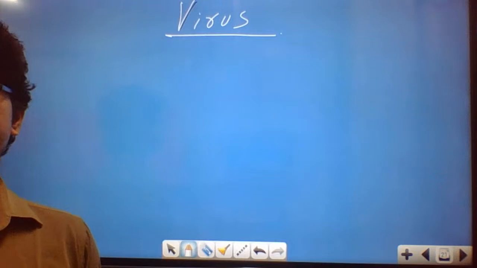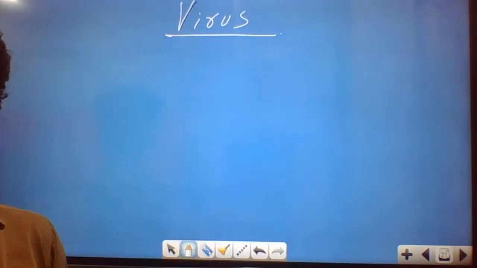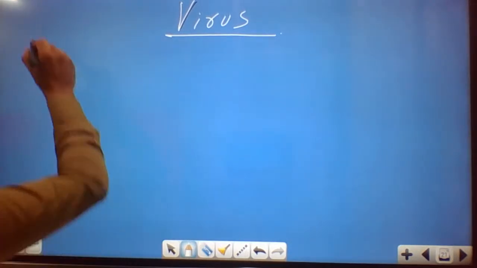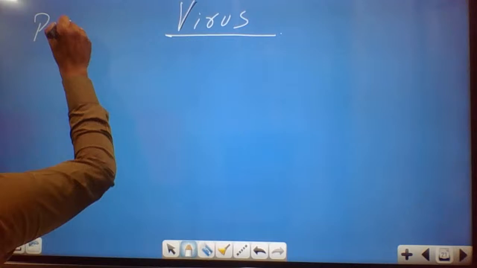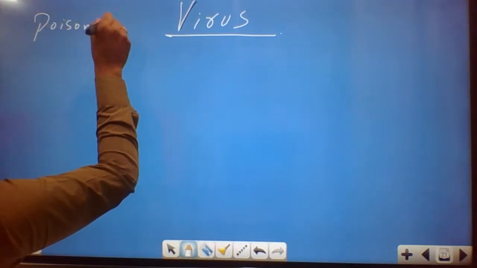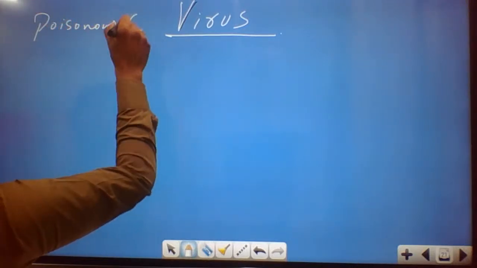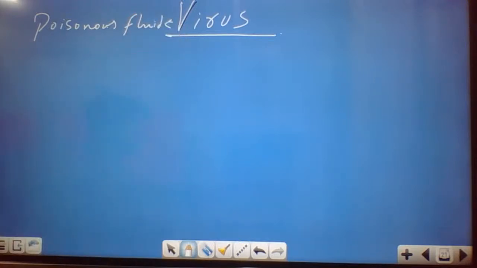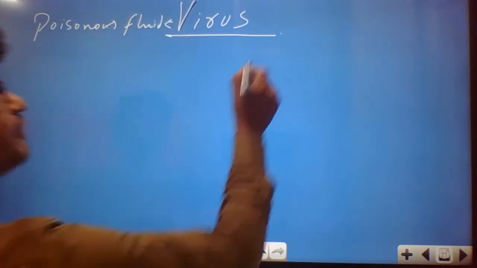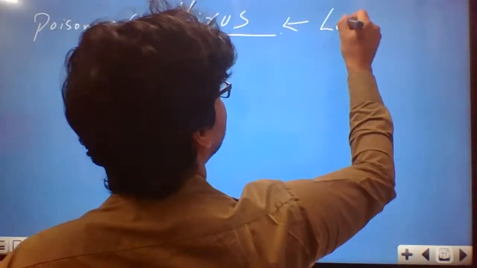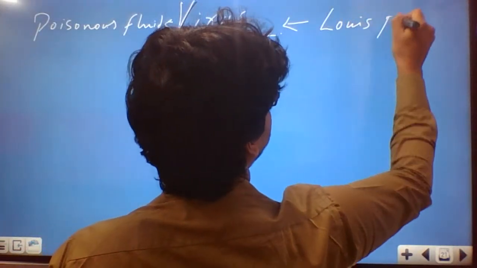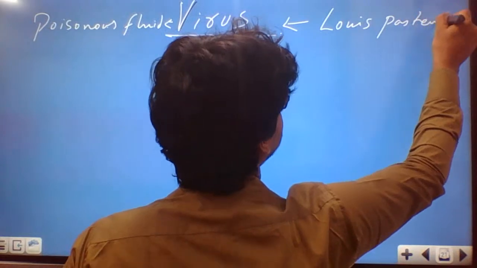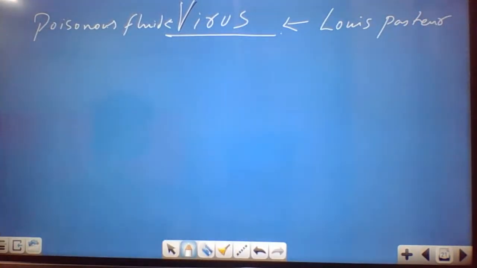Virus is considered a particle and not a cell. It's not a cell. That is the reason why virus has not been categorized. Initially this virus was named as poisonous. In Latin terms, it was termed a poisonous fluid. And this virus was first identified by Louis Pasteur. He first identified this virus group.